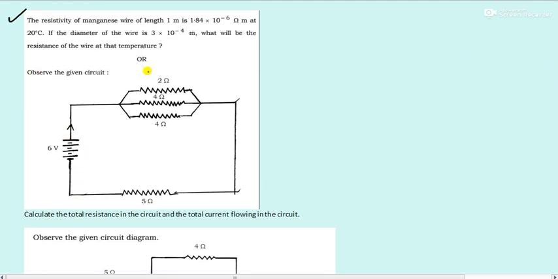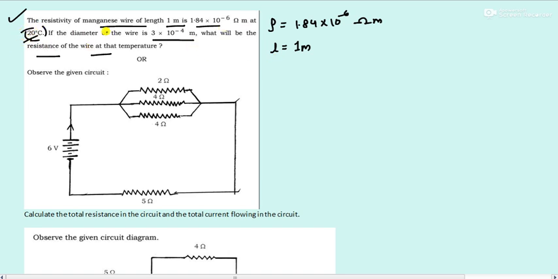Just look at them. Here they have given the resistivity of manganese wire of length 1 meter is this much, at 20 degrees Celsius. Okay, if the diameter of wire is this, what will be the resistance of the wire? So first always try to write the data. They have given resistivity, means rho they have given, that is 1.84 into 10 to the power of minus 6 ohm meter. Of length also they have given, let me write L as 1 meter. Okay, at 20 degrees Celsius, this is normal temperature, no need to write that.